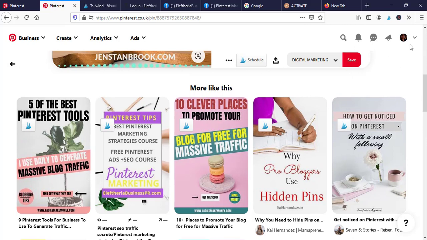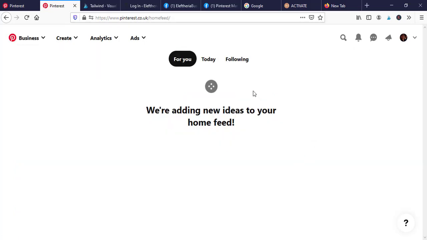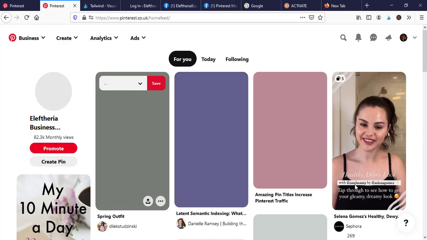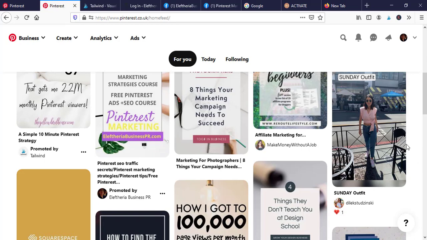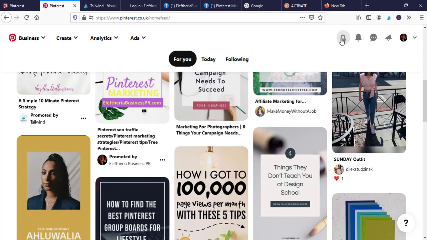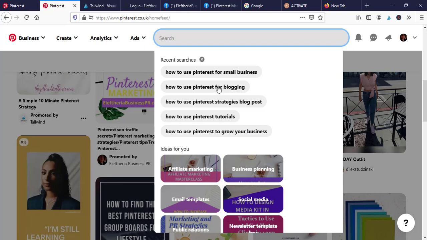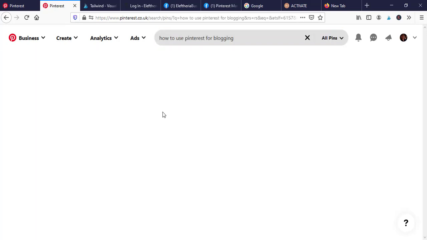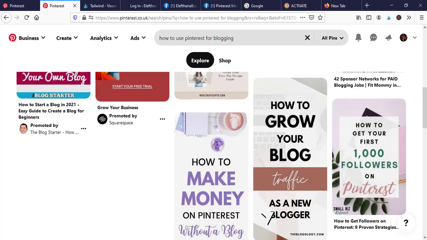Then we have the browser, as I say, the main home feed. We go by home feed, and then we have all the pins based on whatever interest we have, or whatever comes up in our feed. And then we have the search. Again, we put the keyword here, for example how to use Pinterest for blogging, and then you can see the pins in relation to that.